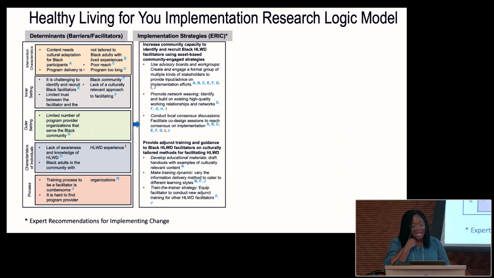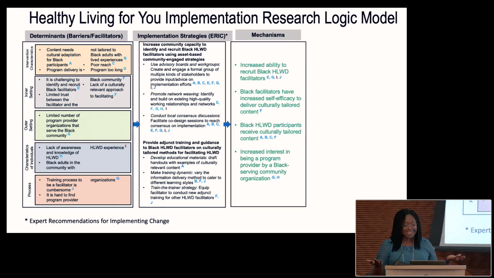And using the ERIC strategies, you can see we had the using advisory board, which was our co-design of bringing those different stakeholders. We were going to be talking about working together and building those relationships. And then under the second strategy is we want to provide adjunct training. We don't want to change the Healthy Living with Diabetes training because we know that's already evidence-based, but we want to provide more training on how to deliver it in a culturally appropriate manner. And you can see that we mapped all our barriers from the left side to the implementation strategies. And using the ERIC model actually helped us think about what are the strategies to use.